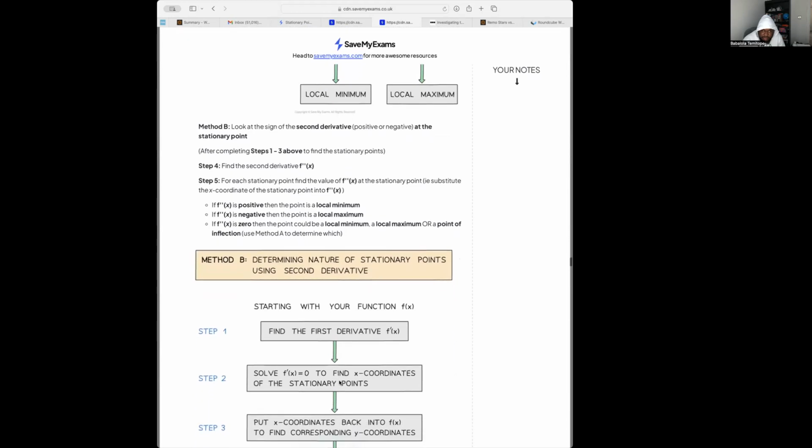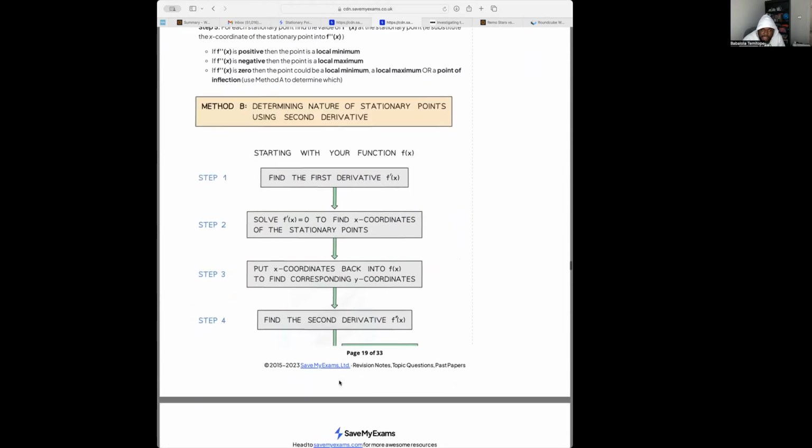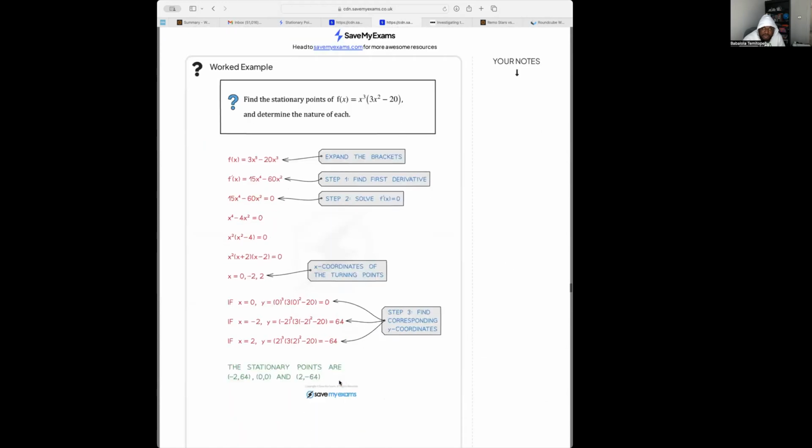So let's look at a typical example for it now to make it a lot clearer. Find the stationary points of this. It's hard to expand it, so it is 3x to the power of 5 minus 20x cubed. When you differentiate it, 5 times 3 is 15, then there's going to be x to the power of 4 left there. That's the first derivative. Equate it to 0. Then you can now solve it.